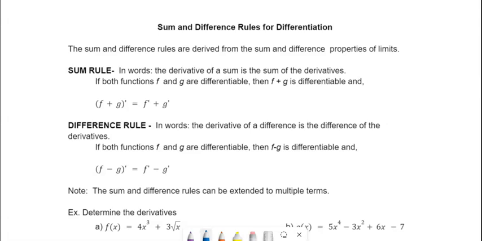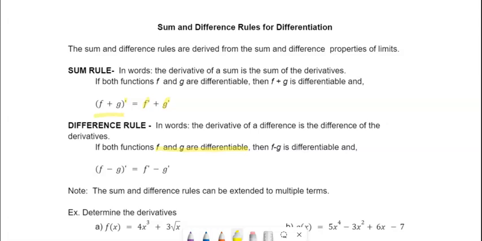So that just means that if both f and g are differentiable, then f plus g is also differentiable. So if I were to add these two functions together and take the derivative, that's the same thing as taking the individual derivatives. The difference rule is exactly the same, except it's a difference instead of an addition. So the derivative of a difference is the difference of the derivatives. And if both f and g are differentiable, then f minus g is also differentiable.